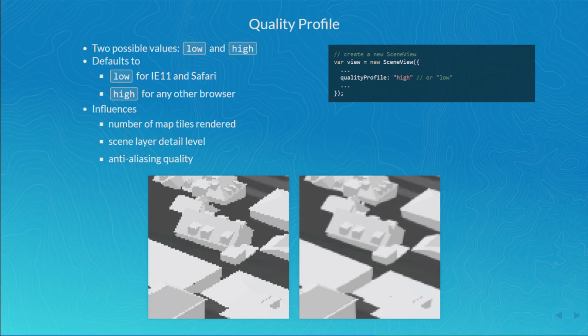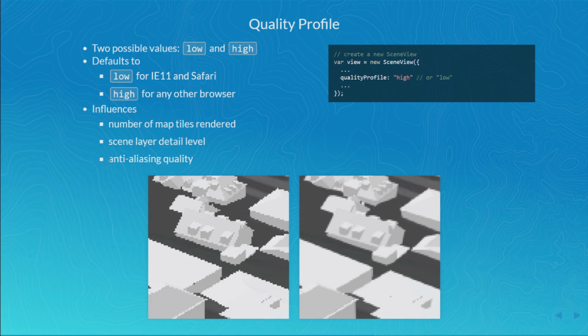This setting influences mostly three things in your scene. The number of map tiles that are rendered increases in high relative to low. The scene layer detail level: scene layers, based on the current view and the distance of individual parts of the scene to your view, choose a level of detail. And in general, in low, they will earlier pick a lower level of detail. You'll see this in a second.